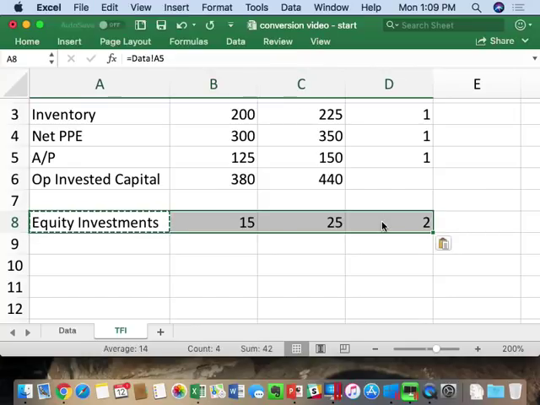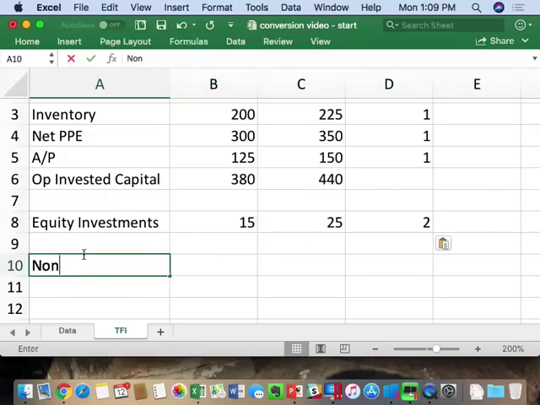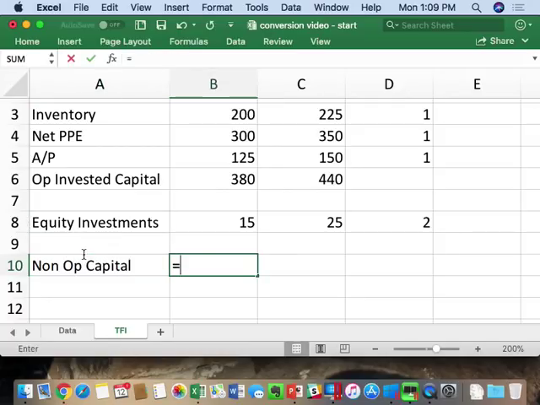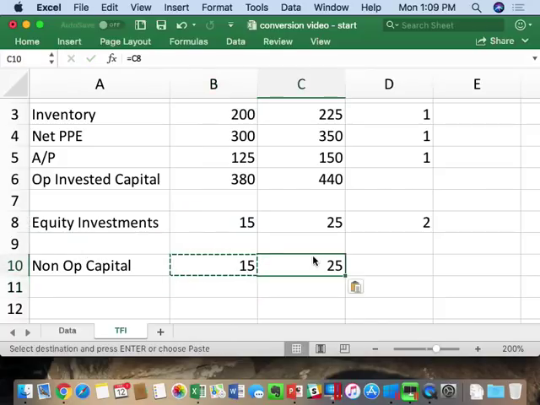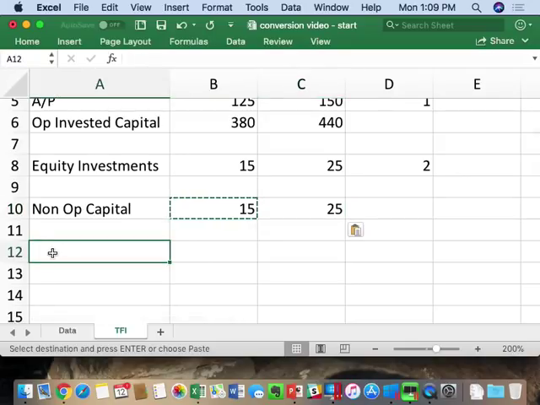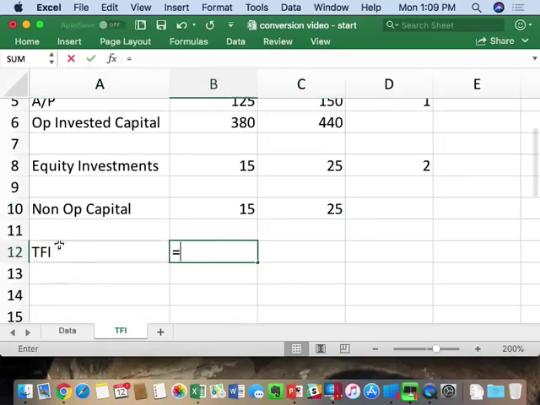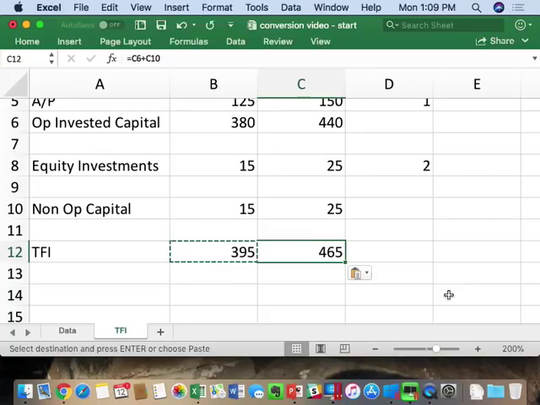Okay, so just like we net the liabilities against the assets for the operating, we do the same thing for the non-operating. We don't have any liabilities here, so non-operating capital equals assets minus liabilities, since we only have assets, 15 and 25. So then we have TFI, total funds available to investors, is the operating invested capital plus the non-operating capital, 395 and 465.